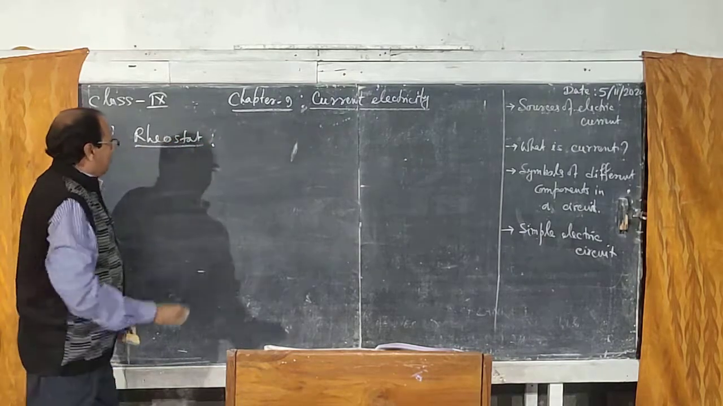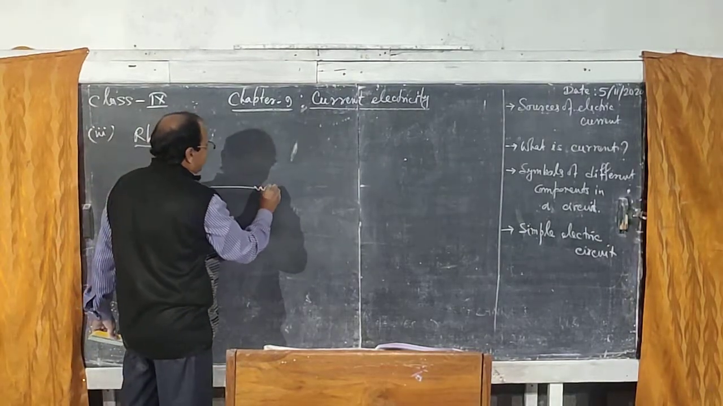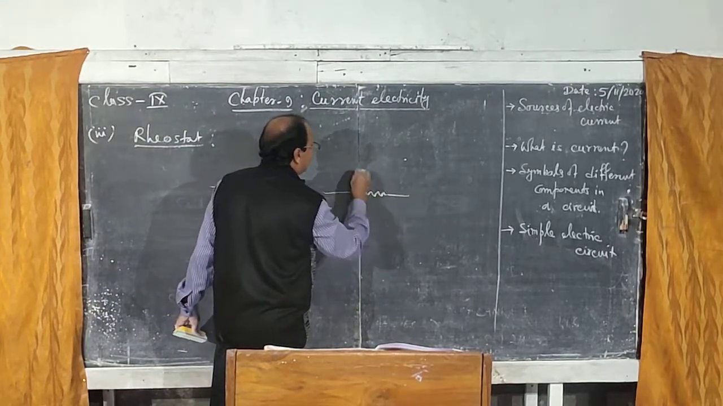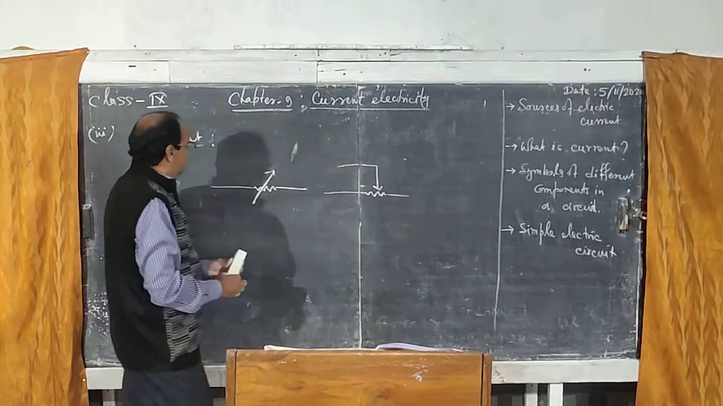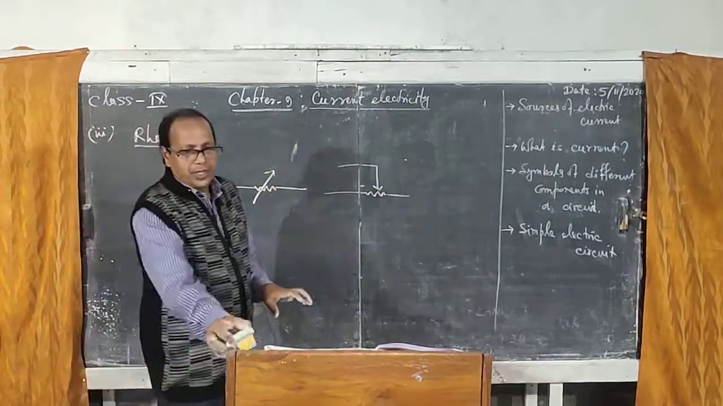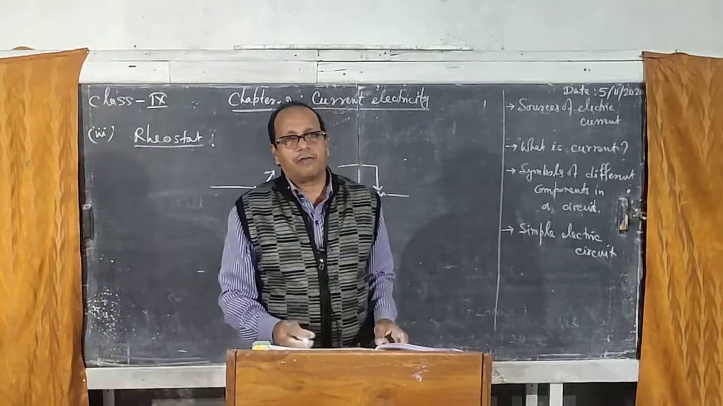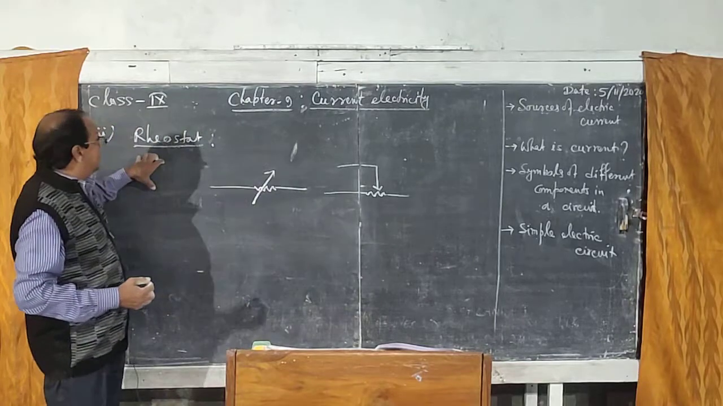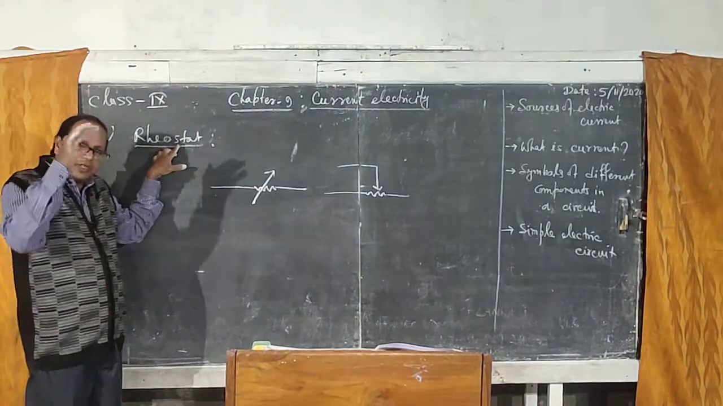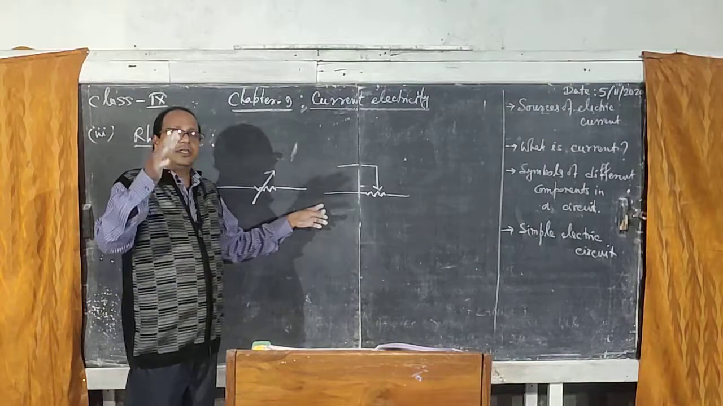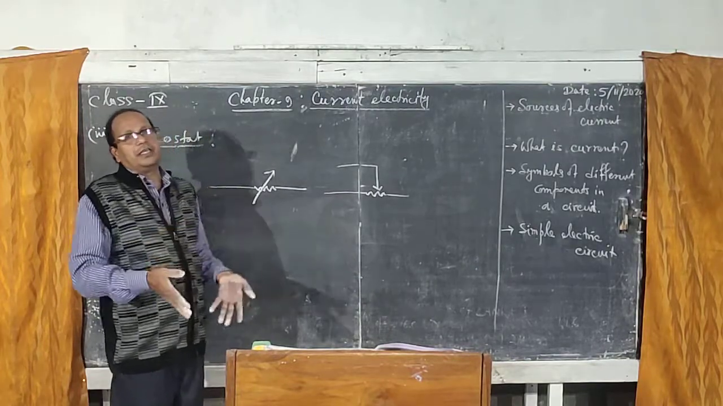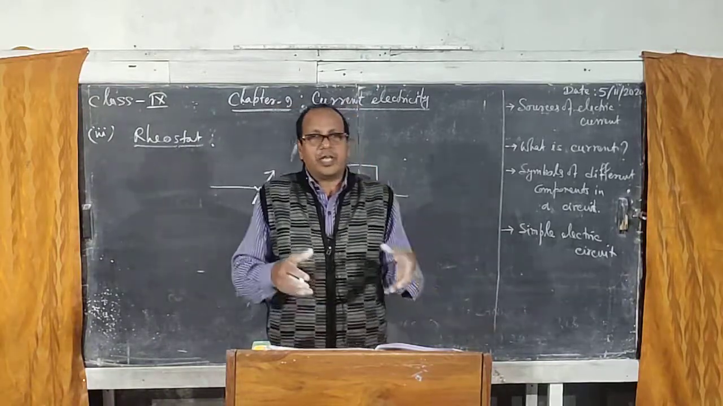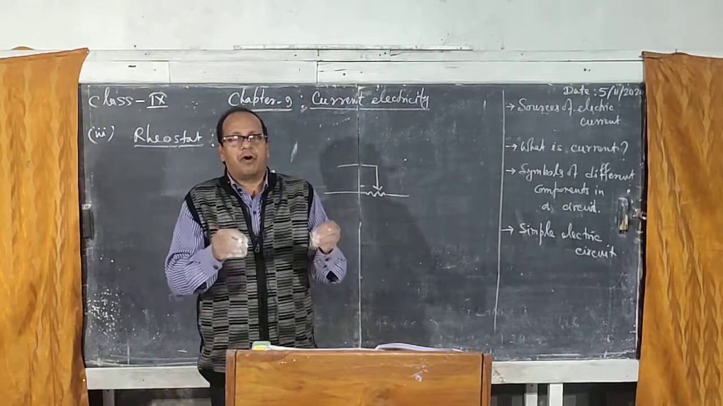Rheostat, actually symbolically we can say this one, or we can say this one. Rheostat is used to vary the strength of flow of current whenever it is necessary. By putting more resistance with the help of a rheostat, we can reduce the current, and by reducing the resistance in a circuit, we can increase the current. Once more, by rheostat we can increase or decrease the strength of flow of current.